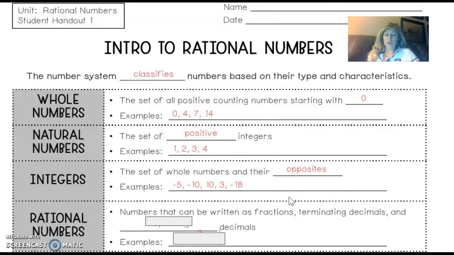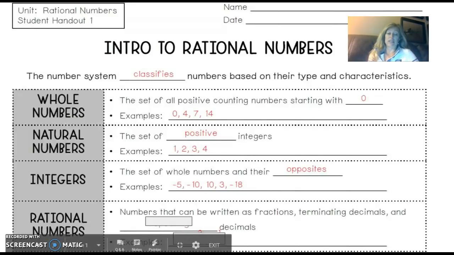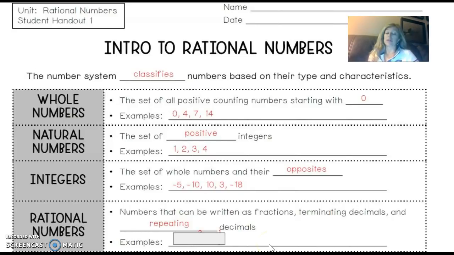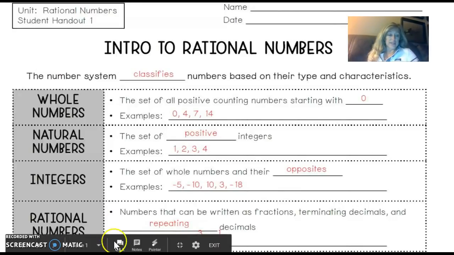Now the next group we're going to talk about is something that you have seen before, but maybe not with negatives. So rational numbers can be written as fractions, terminating decimals, and repeating decimals. I don't know if you know what those are yet, but we're going to learn about those today. And the examples are -5.6, 3/4, 3 1/6. And you've seen all of those before, but maybe not with negatives in front of them. That's the only difference.